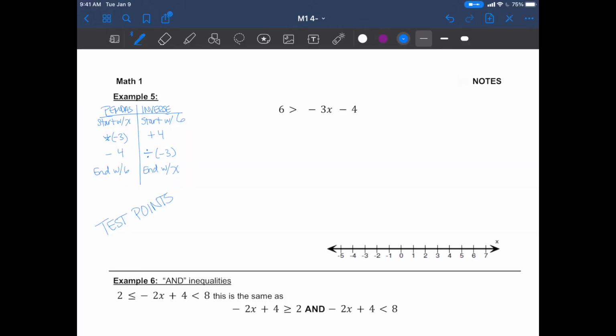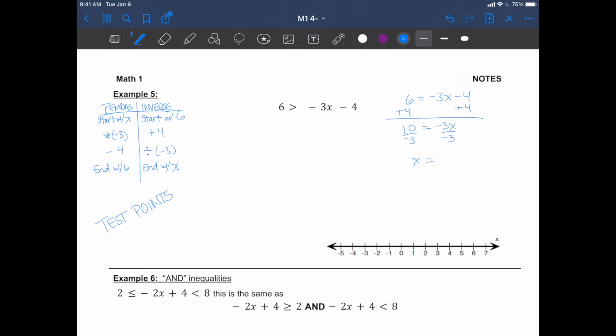All right, this is the testing points method for example 5. This means I'm going to go ahead and solve the equation, and then I will test points. So the first thing I'm going to do is add 4 to both sides. I'm left with 10 equals negative 3x. I'm going to divide both sides by negative 3. So I am left with x equaling 10 over negative 3, so negative 10 thirds.